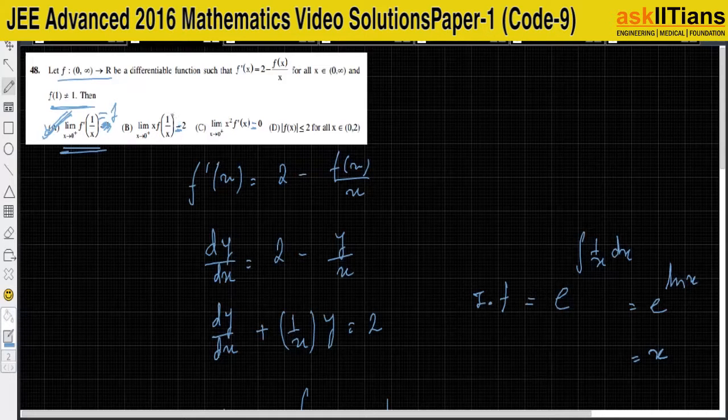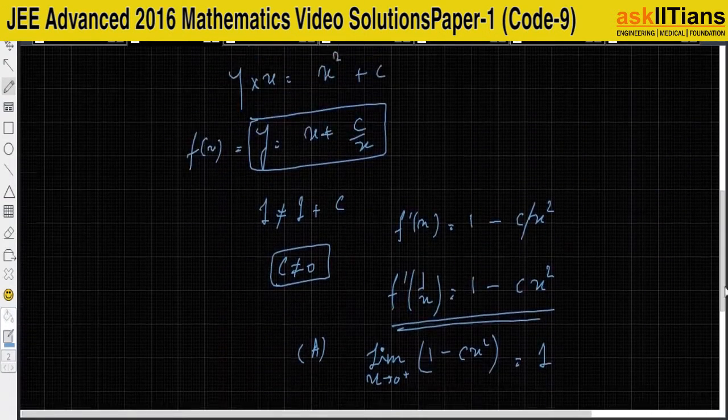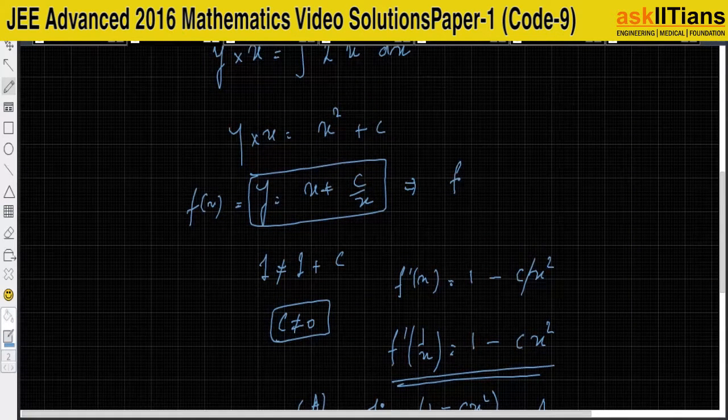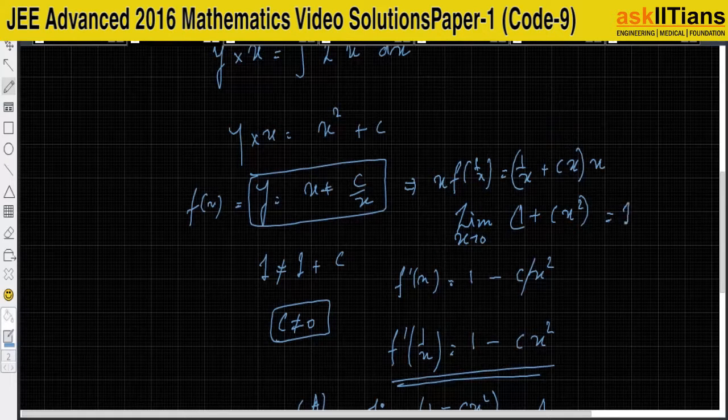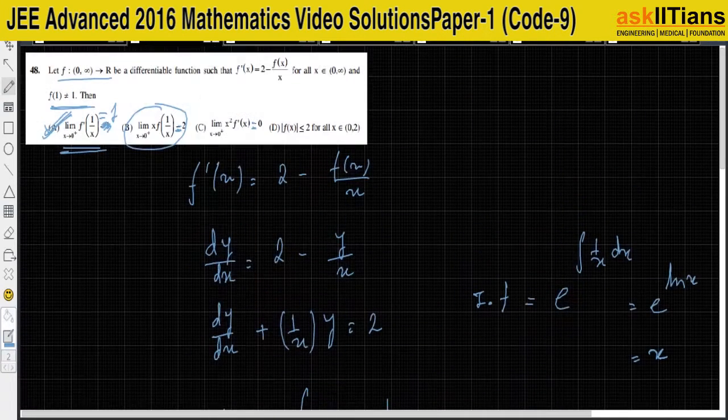And here let us find out this limit, x into f of 1 by x. What is fx? fx is this. So f of 1 by x will be 1 by x plus cx, and this multiplied by x, so this will be 1 plus c x square, and we need to find out the limit as x tends to 0. If x is tending to 0, this limit will again be 1. If this limit is 1, then this option is not correct.